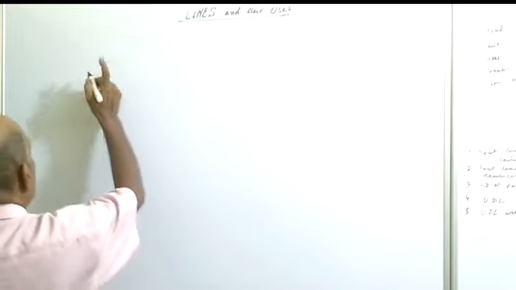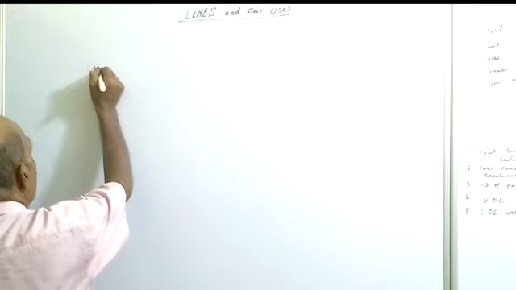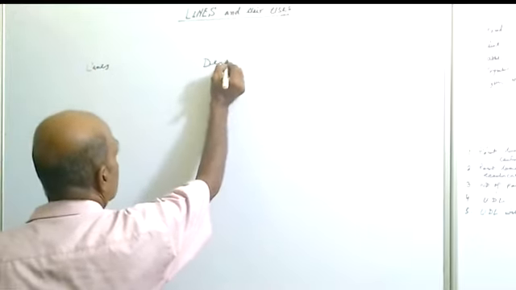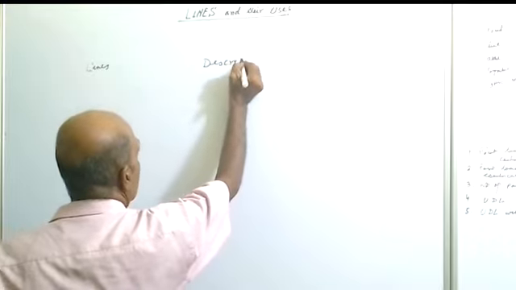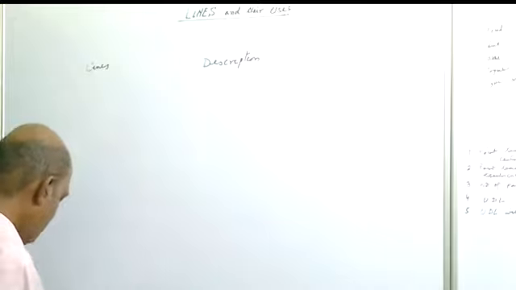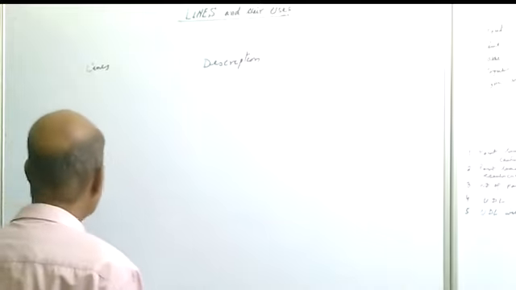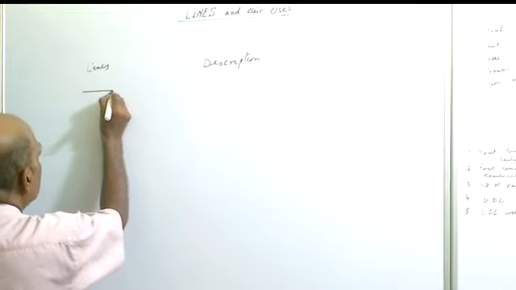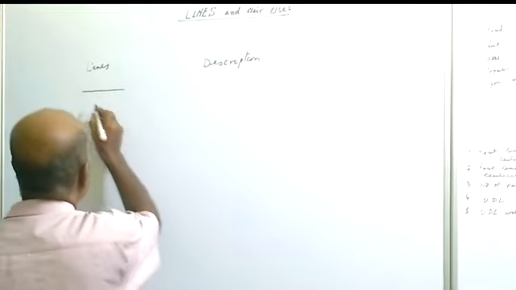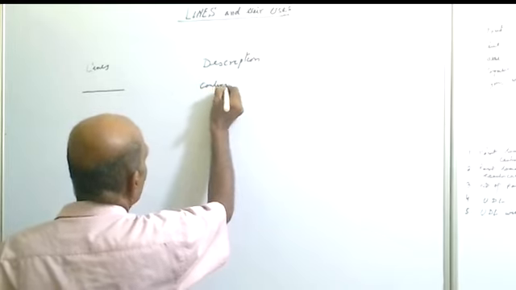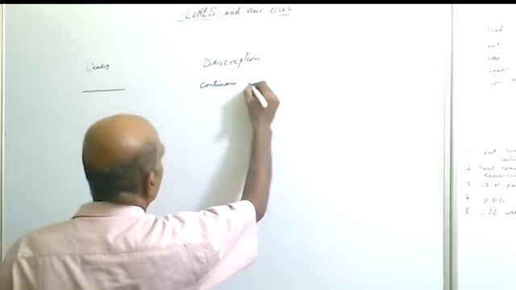Now, lines and their descriptions. The first kind of line is the continuous thick line. The thickness is more for this line, and there is no break in between. That is the continuous thick line.